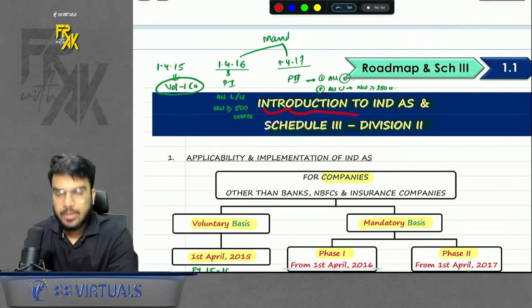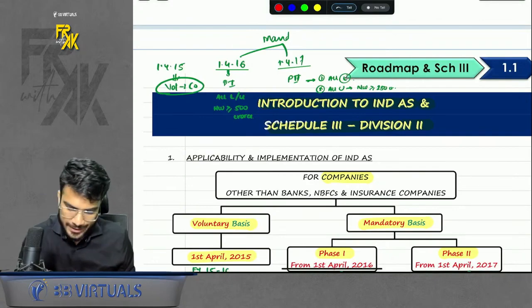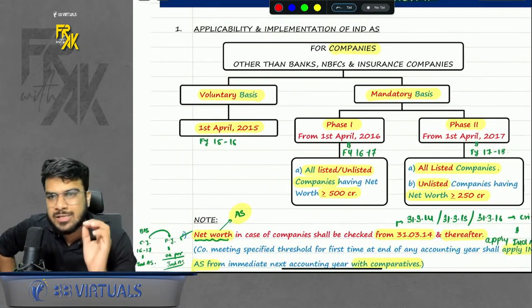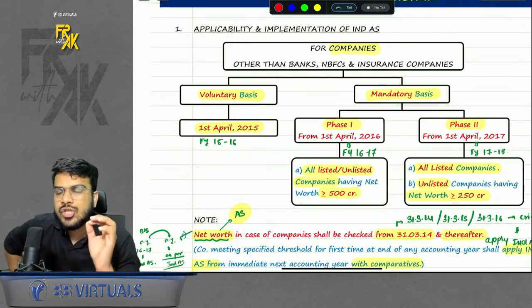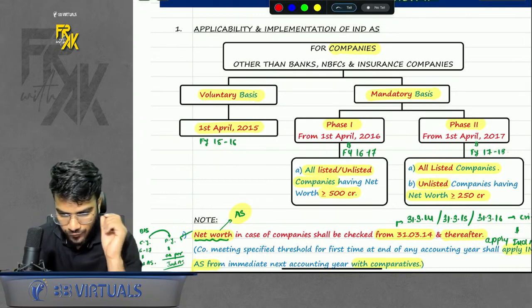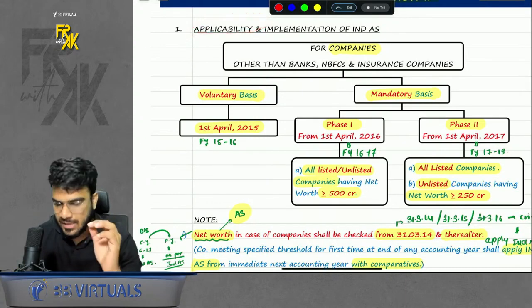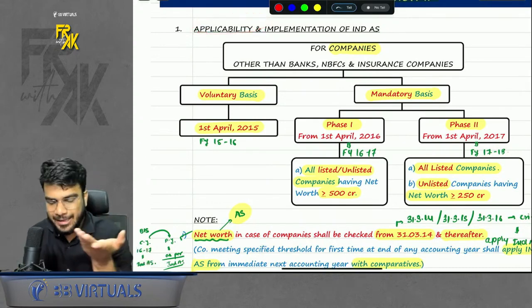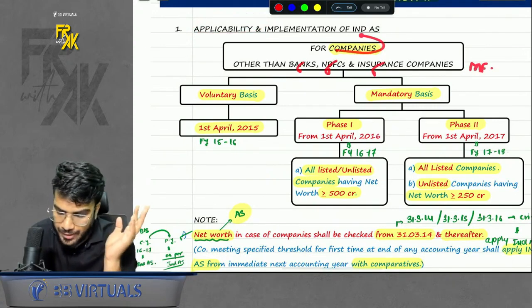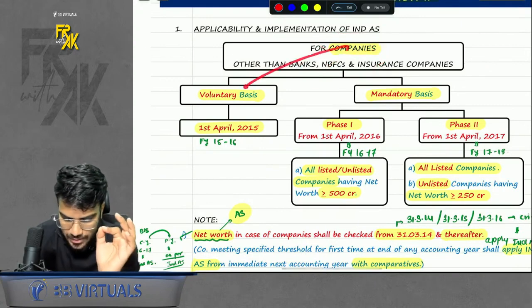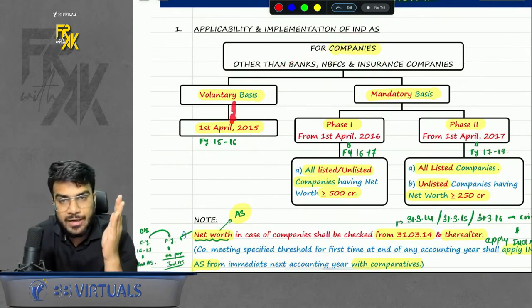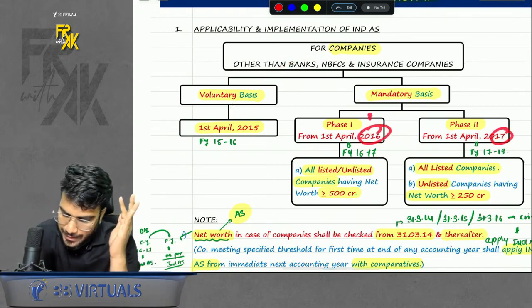First of all, the name of the topic was Introduction to IND AS. What did we cover in this point? The main aspect of this chapter was to see to which companies IND AS is applicable. First, the applicability was discussed in case of companies. Then separately it was discussed for banks, NBFCs, insurance companies and mutual funds as well. Now we will discuss companies. For companies, there were 3 dates. Do you remember? 15, 16, 17. 15 was voluntary basis. Then 16 and 17 were mandatory basis.